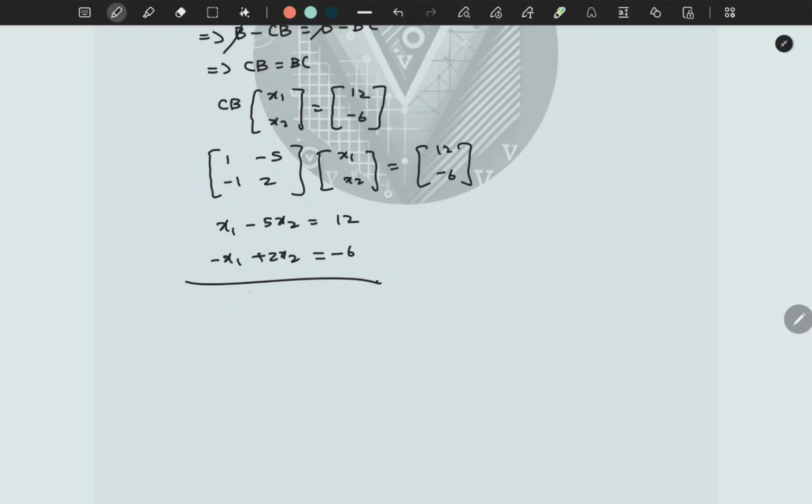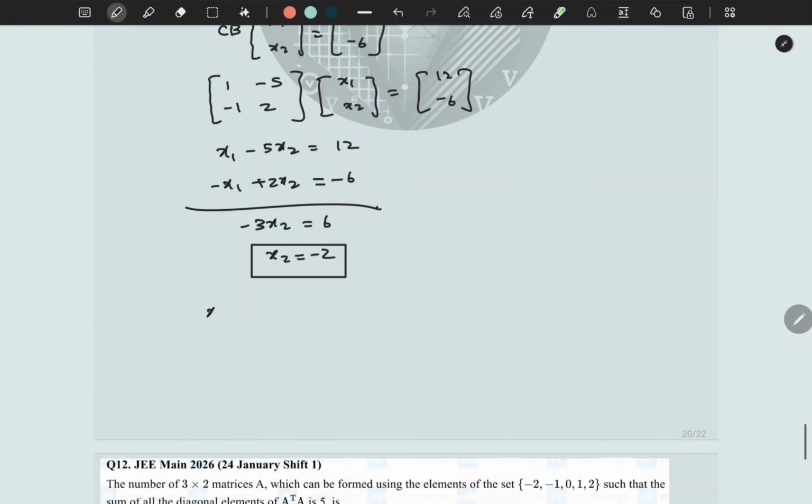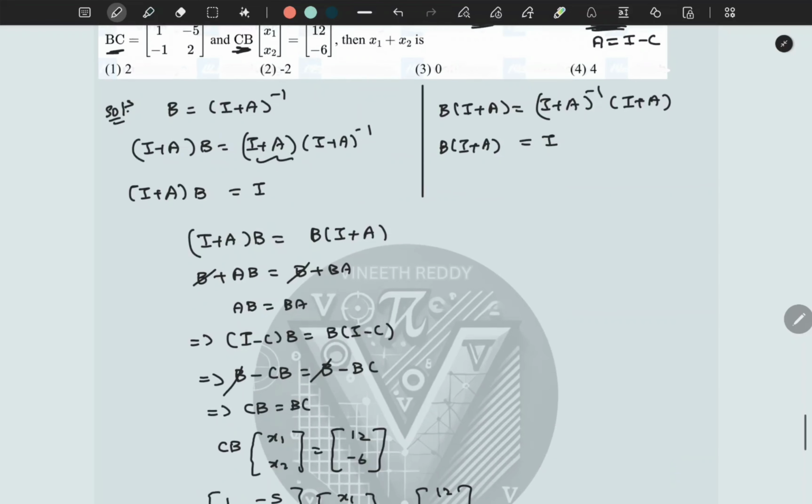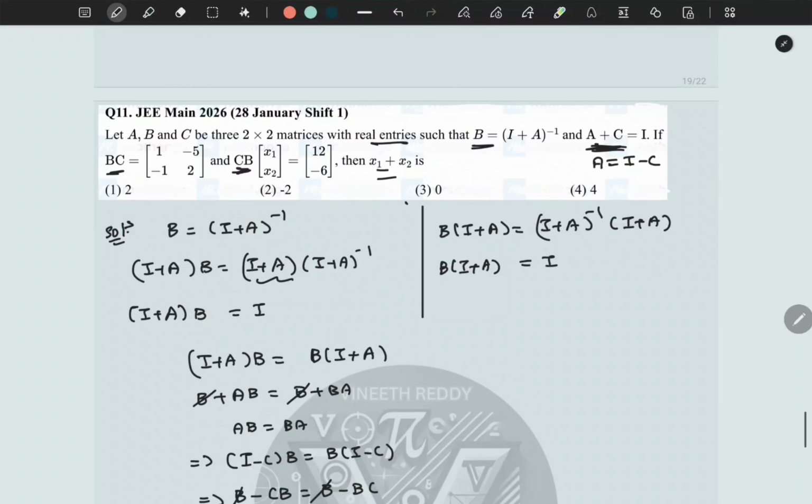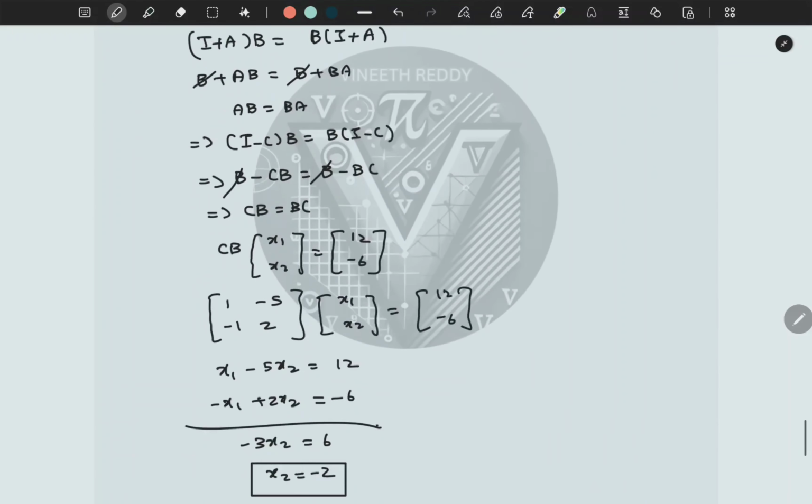I think we can comfortably add. So we get minus 3x2 is equal to 6. x2 will be equal to minus 2. So if x2 is minus 2, we can say x1 minus 5 into minus 2 is equal to 12. x1 plus 10 is equal to 12. x1 will be 2. What is he asking, dear students? He is asking us to find the value of x1 plus x2. I think it is 2 minus 2, that is 0. So 0 is the answer. Let us go to the next question.